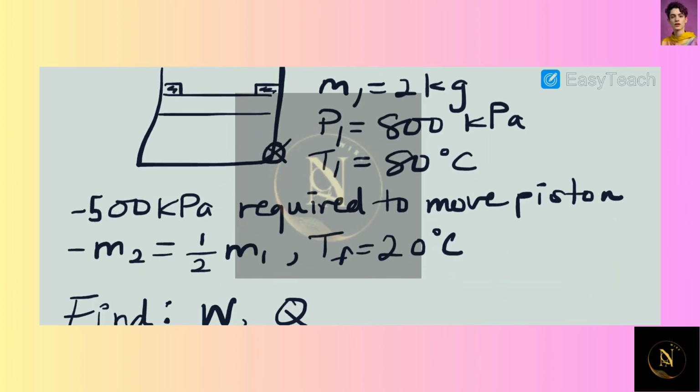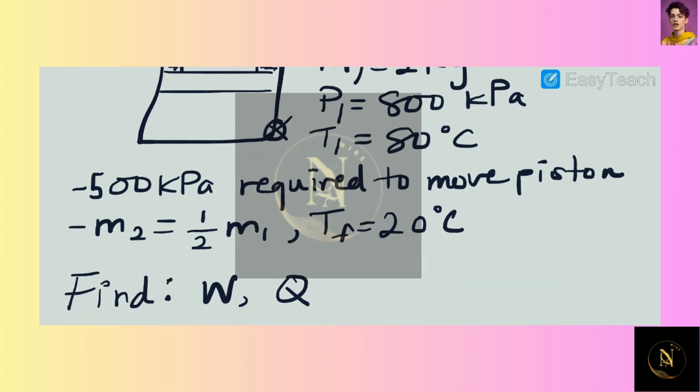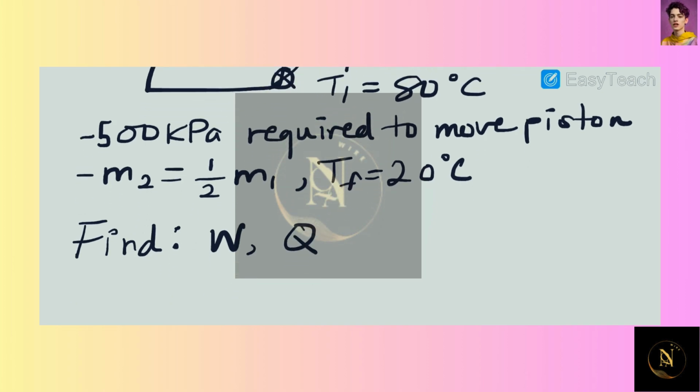We know that there's 500 kPa that's required to move the piston, and there's actually a valve on the bottom of this piston cylinder system that is opened and then closed when the final mass is 1/2 the initial mass. At this point in time, the temperature is 20 degrees Celsius. What we're asked to find is the total work that's done and the heat transfer during this process.